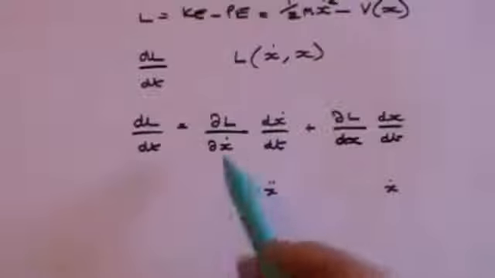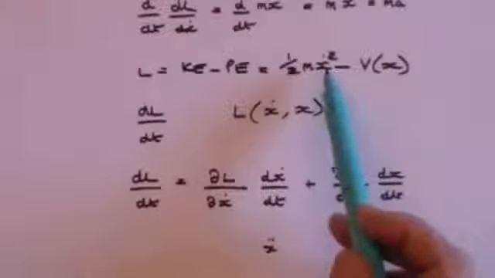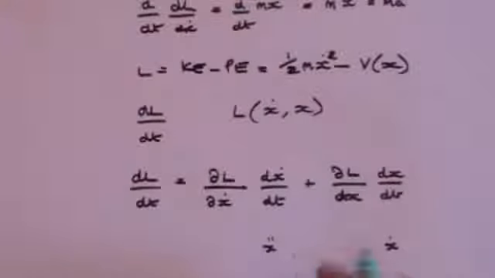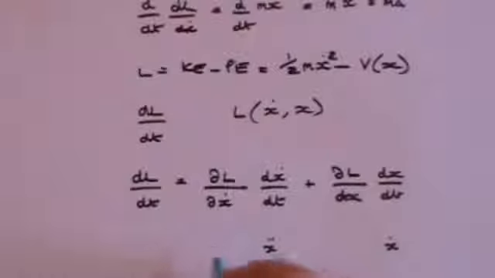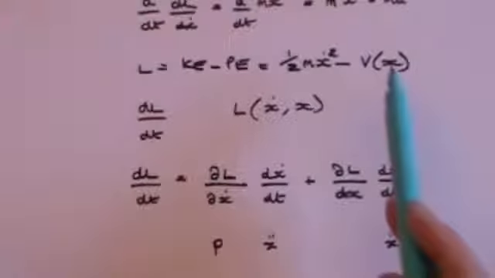What about dL by dx dot? Well, let's just remind ourselves, dL by dx dot: there's no x dot in this term here, so you get nothing from that. And the derivative of half m x dot squared with respect to x dot is of course simply m x dot. And m x dot is mass times velocity. And what is mass times velocity? Momentum, p. Finally, what is dL by dx? Well, there's no x term here, so you get nothing from that.